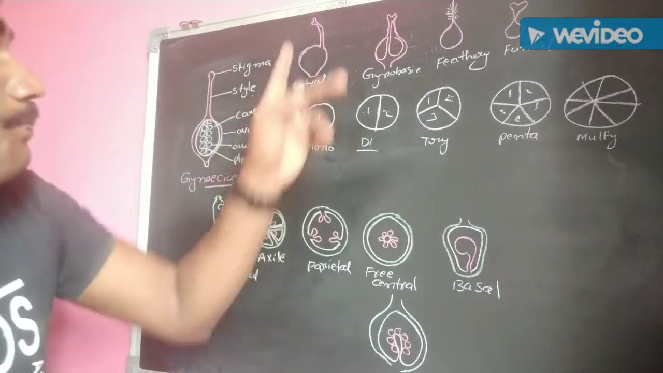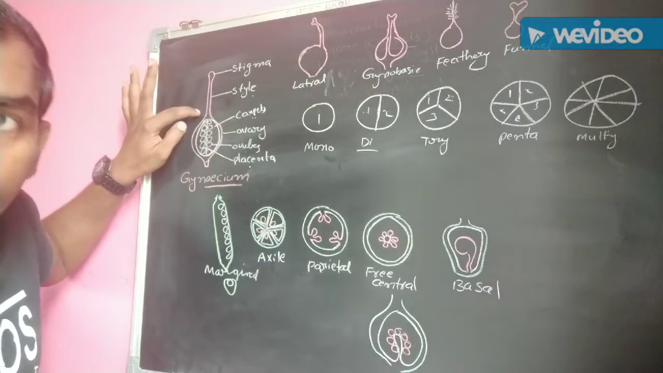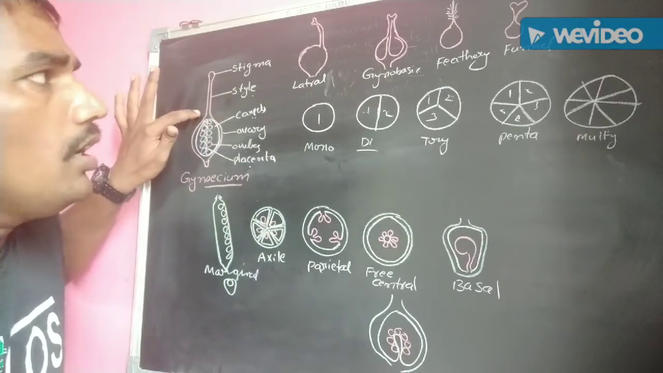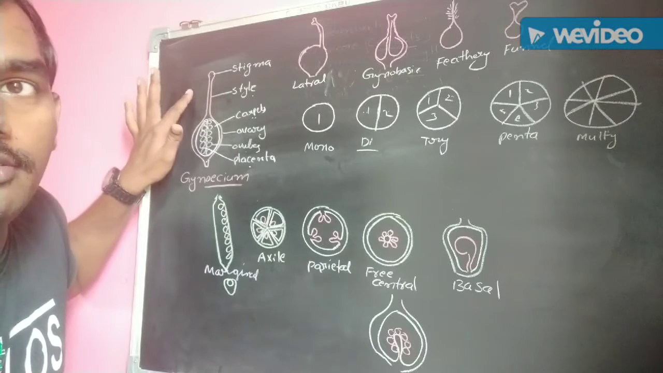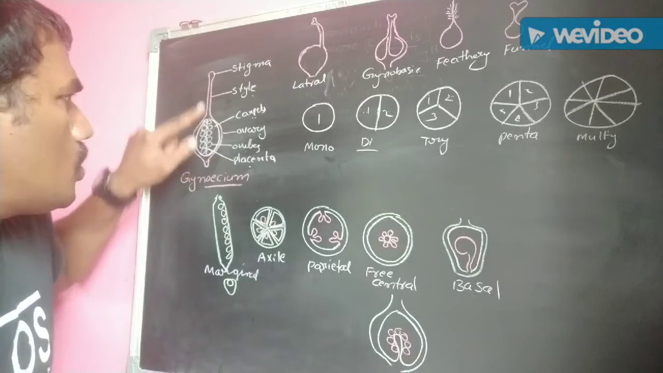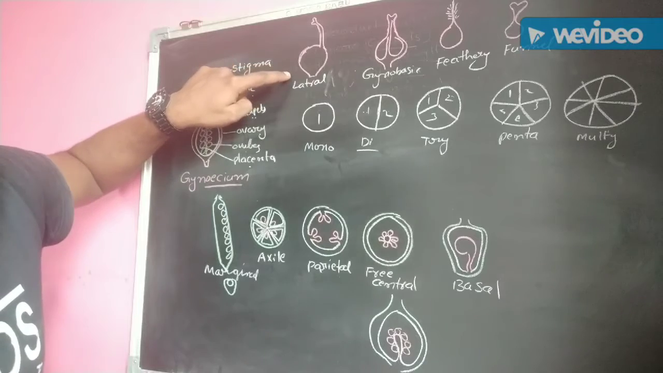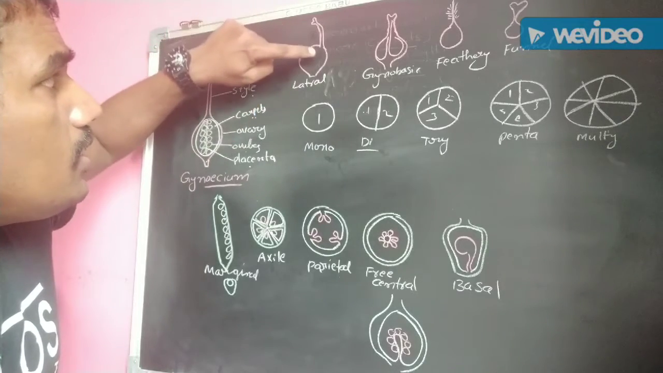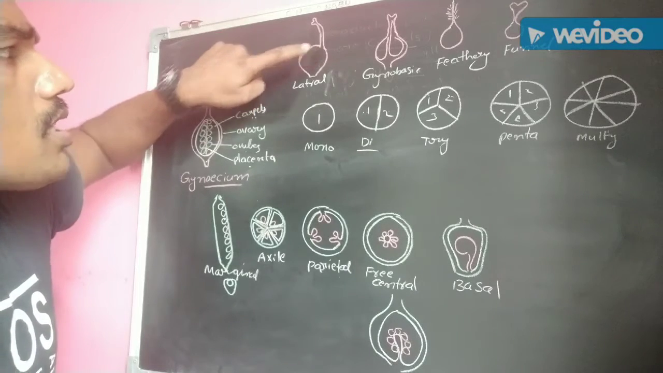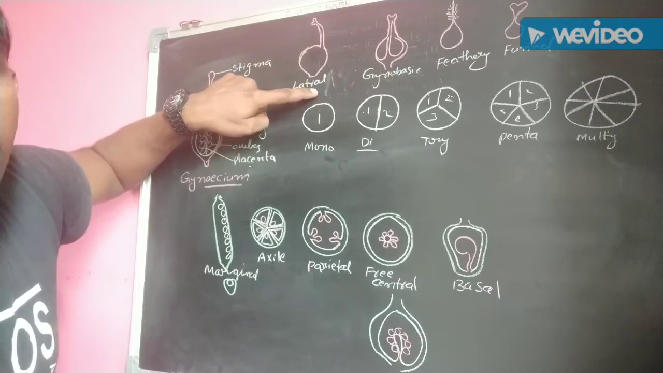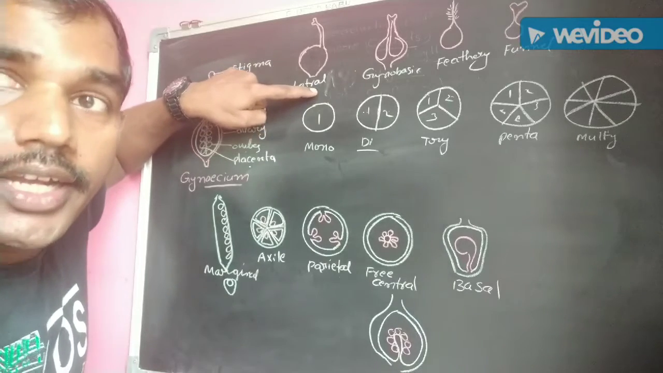Another one. Basically the style is arranged at the tip of the ovary. It is known as apical style. This one is the apical style. But in some species the style is at the side of the ovary. It is known as lateral style. Example, Mangifera indica.